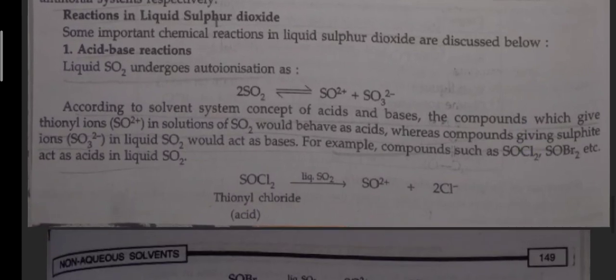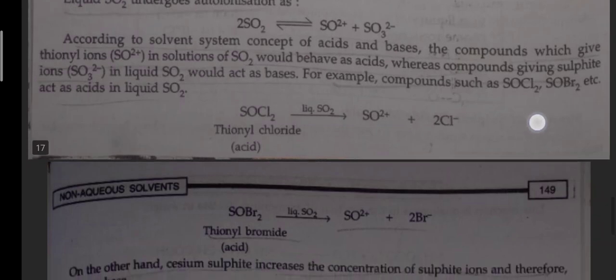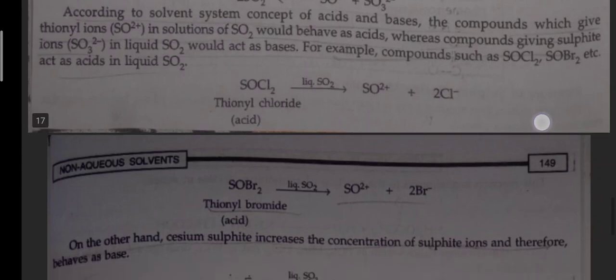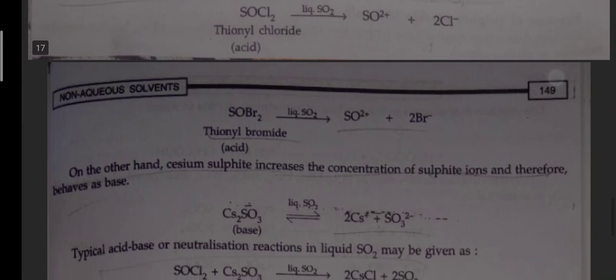Now we will study reactions of liquid sulfur dioxide. First is acid-base reaction. Liquid SO2 undergoes autoionization. According to the solvent system concept of acid and base, the compound which gives thionyl ions in solution of SO2 would behave as acid, whereas compound giving sulfite ions in liquid SO2 would behave as base. And this is the reaction.